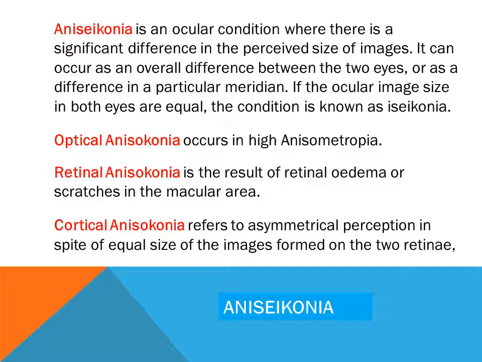Optical aniseikonia occurs in high anisometropia. Retinal aniseikonia is the result of retinal edema or scratches in the macular area. Cortical aniseikonia refers to an asymmetrical perception in spite of equal sizes of the image formed on the two retinae.